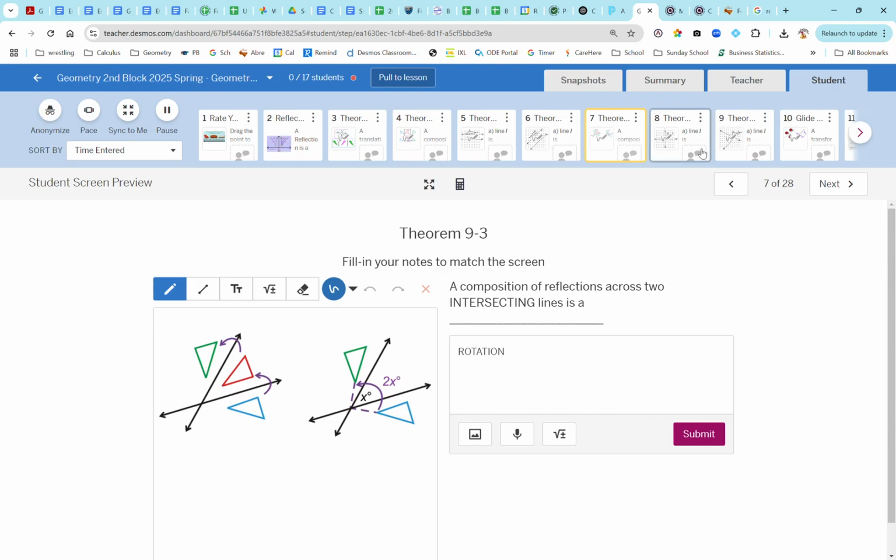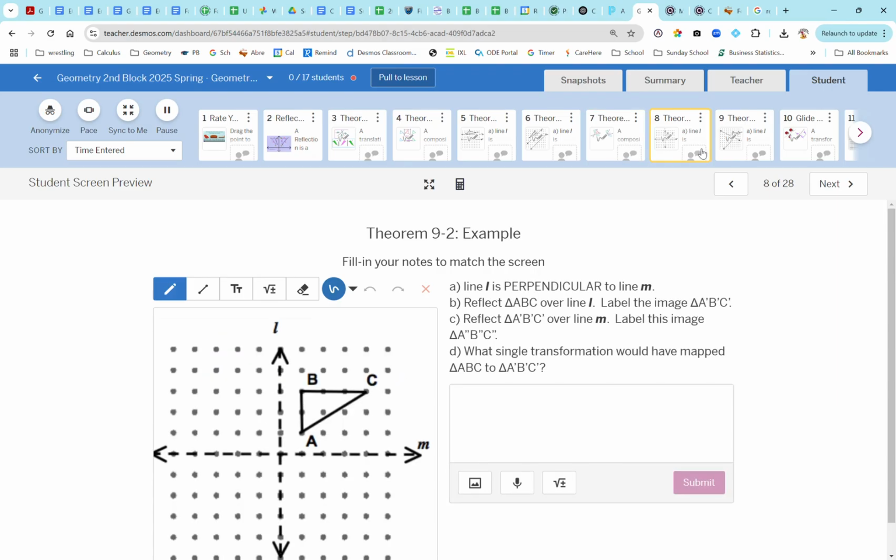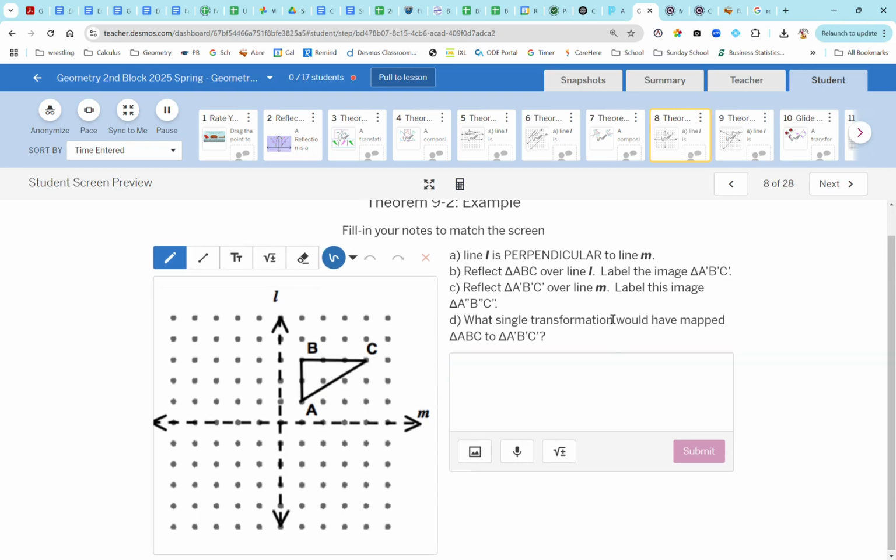Let's go ahead and try one on the next screen. First of all, we're going to reflect this triangle across the line L. That's the vertical line, the y-axis here. Okay. Let me change color on that. Sorry. We're going to reflect it across this line right here.